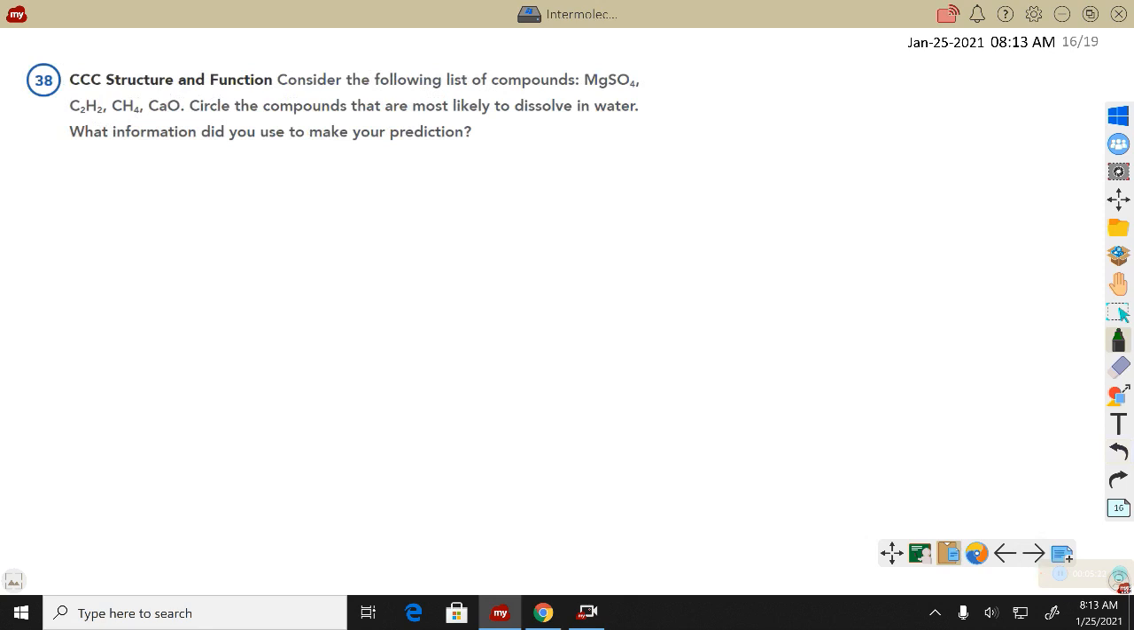Some other examples in question 38. Consider this list of compounds. Circle the compounds that are most likely to dissolve in water. What information did you use to make your prediction? Okay, well, here's an easy place to start. There's two types of molecules that will dissolve in water. Which will dissolve in water? Either ionics or other polar molecules.